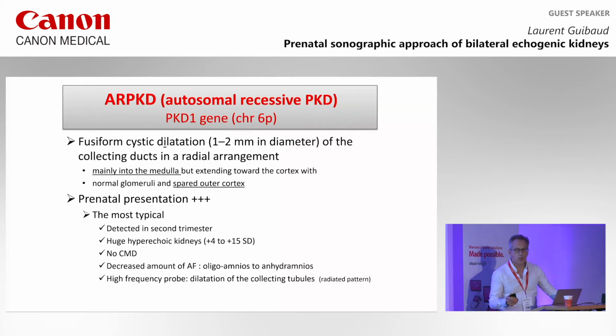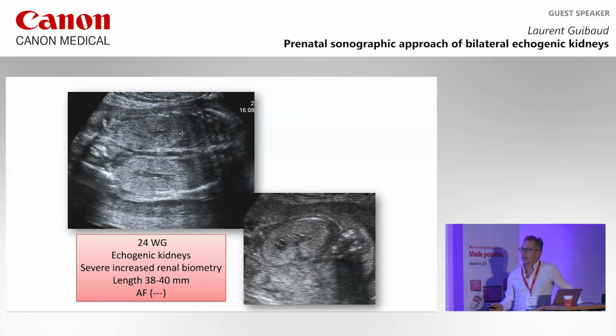The main presentation is the very huge kidneys detected in the second trimester with no corticomedullary differentiation, so no CMD, and a decreased amount of amniotic fluid. And in that case, when you suspect this kind of disease, you should use the high-frequency probe because you may see the dilatation of the collecting tubes in a radiated pattern. This is echogenic kidneys at 24 weeks. The length is almost 40. There is no amniotic fluid. There is no CMD here.